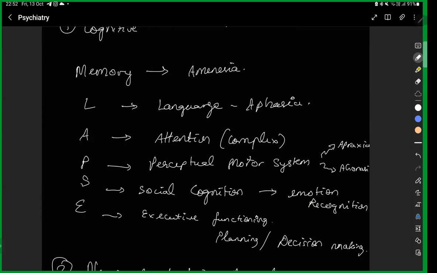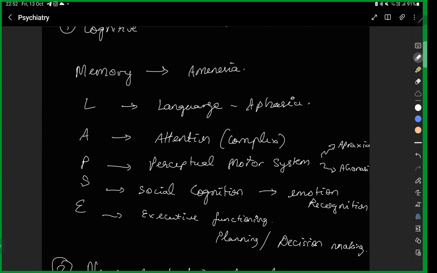When there is a problem in identifying objects and faces, you call it agnosia. What is S? S stands for social cognition, recognition of emotions. That is called social cognition. And E stands for executive functioning, planning, decision making. Again, repeat along with me.